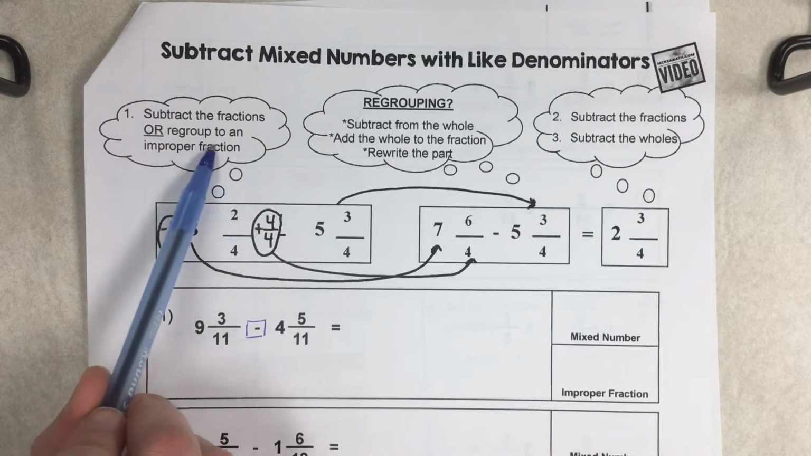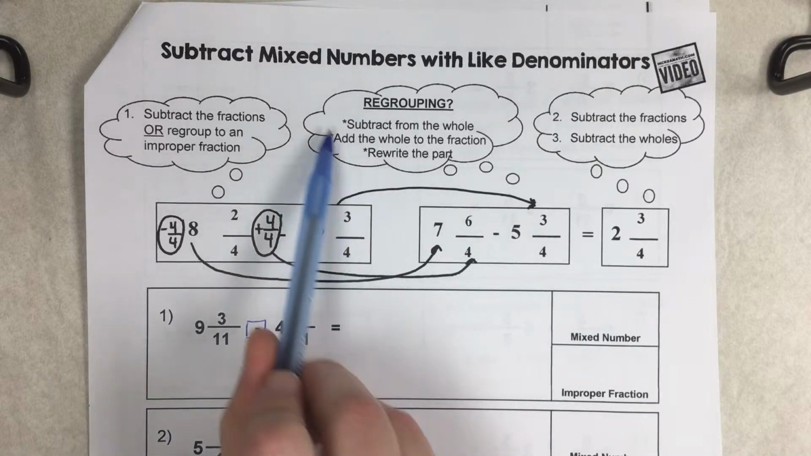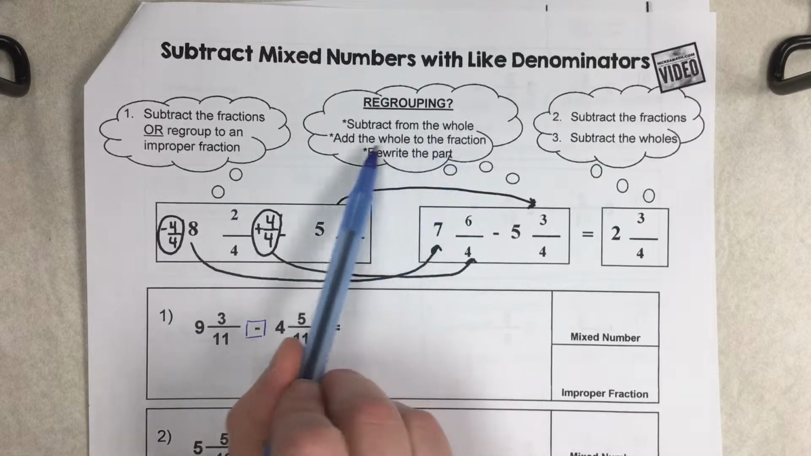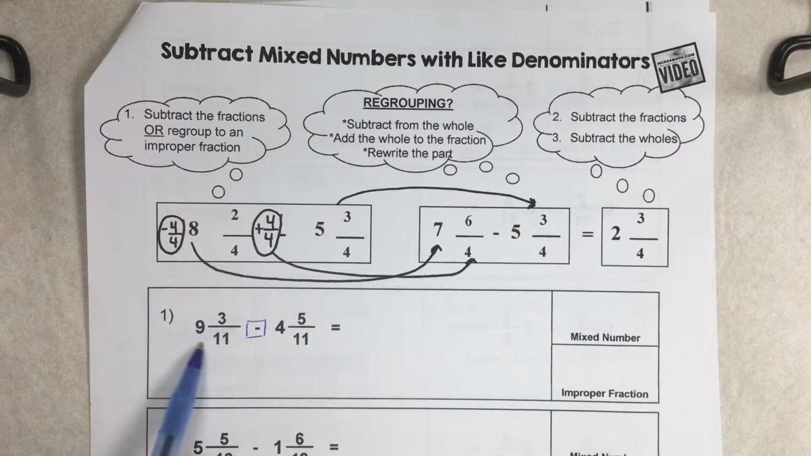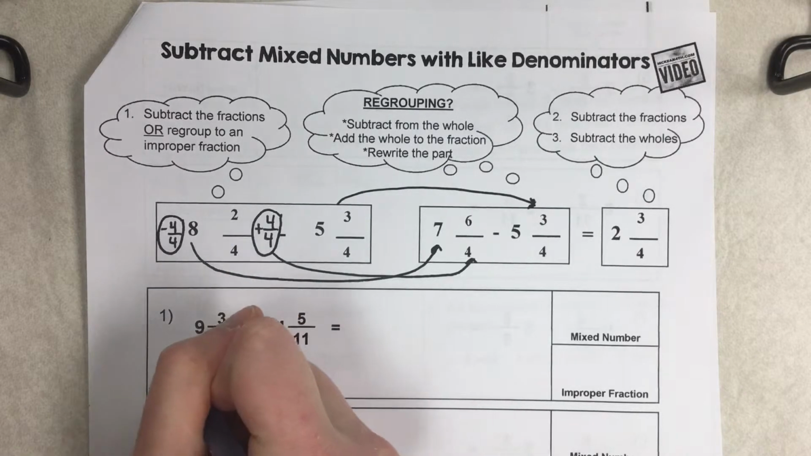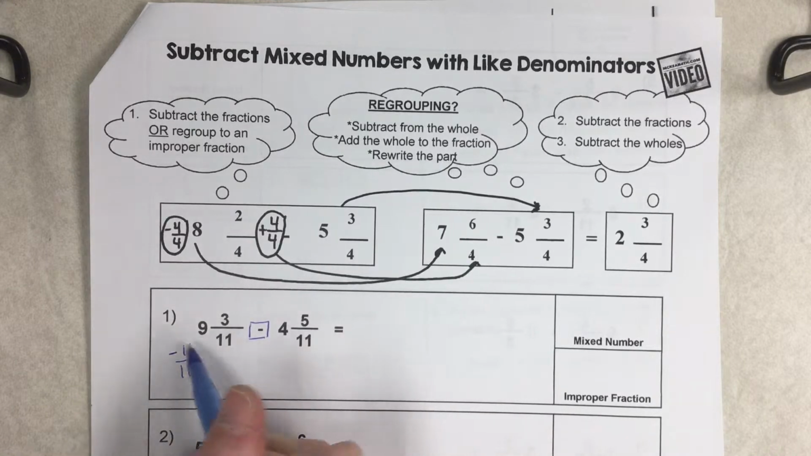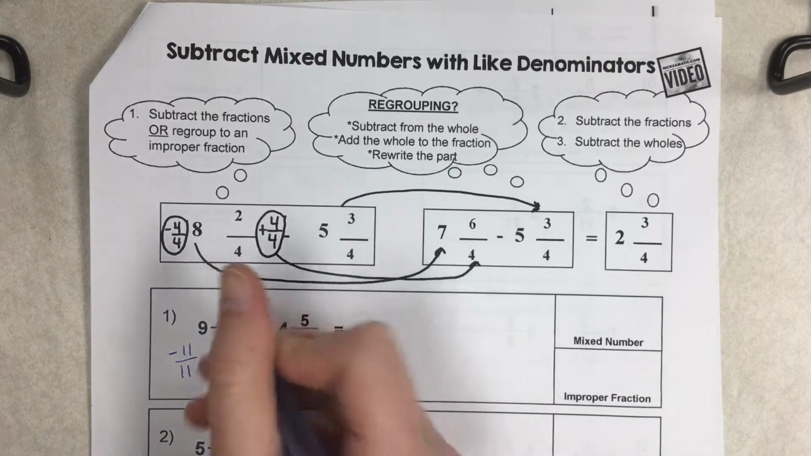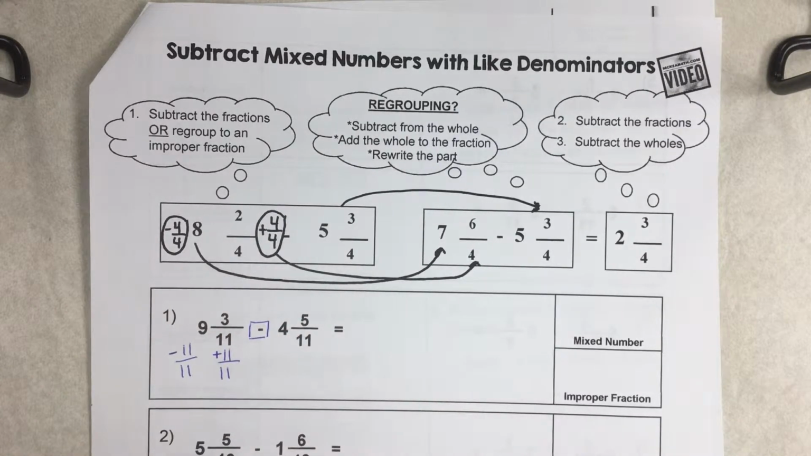So I'm going to have to regroup to an improper fraction so I can subtract. Here are my steps for regrouping. I'm going to subtract from the whole and add the whole to the fraction. So here's my whole, 9. To subtract from the whole, I can subtract 11 over 11. I chose 11 as my whole because that is the denominator in my fraction. And then I can add 11 over 11 to my fraction.